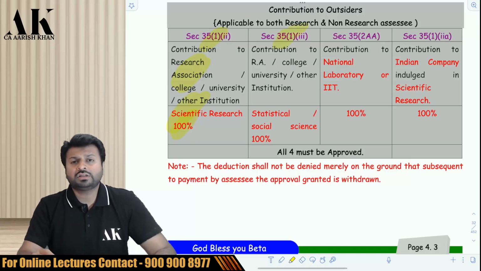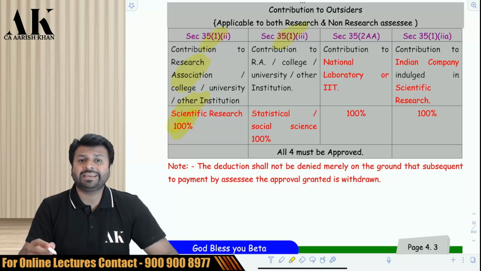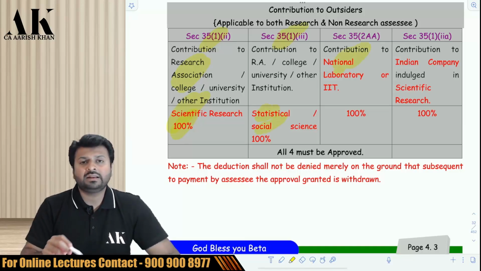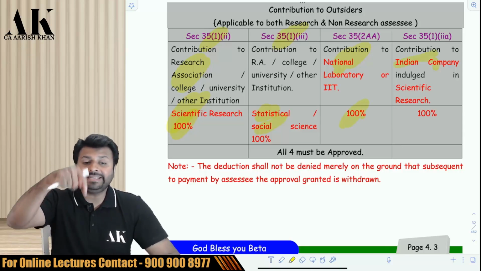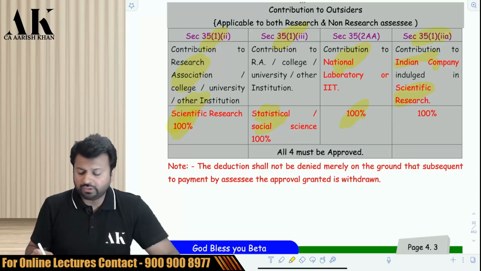Here you can do deduction to certain institution, college, universities who are engaged in social science, statistical research, 100%. You can give donation to National Laboratory, IIT, 100%. You can give donation to Indian companies who are engaged in scientific research, 35(1)(2), 100%.